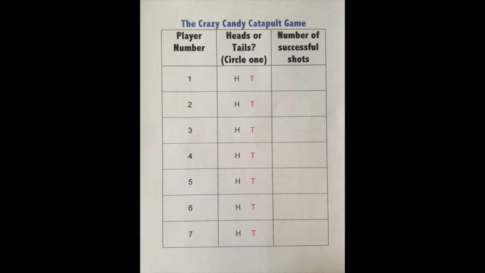The player will then keep track of the number of successful shots that they have using the chart provided. For every successful shot, they will place 1 sticker under the column labeled Number of Successful Shots.